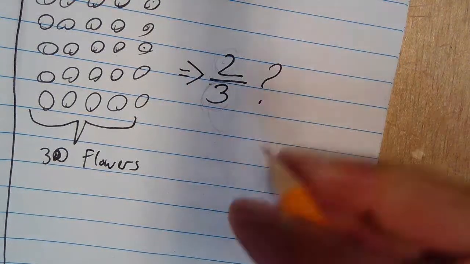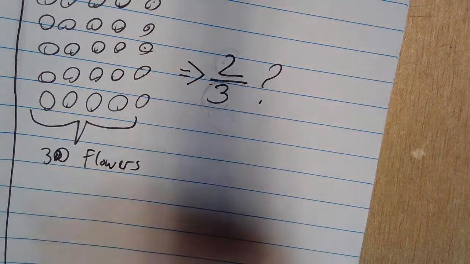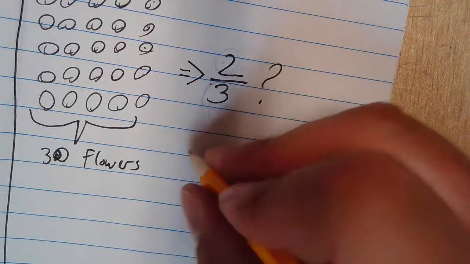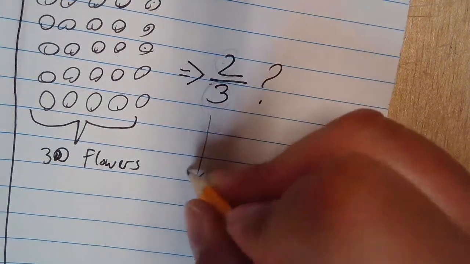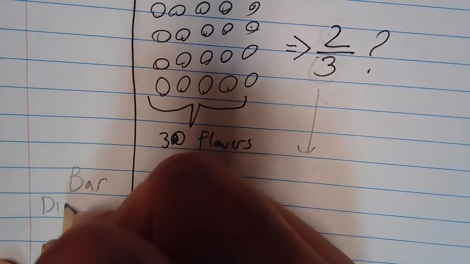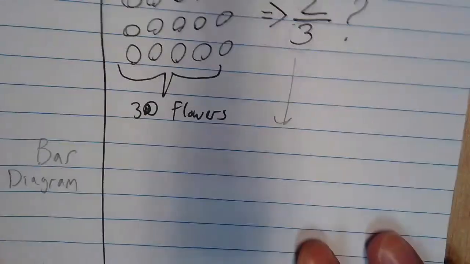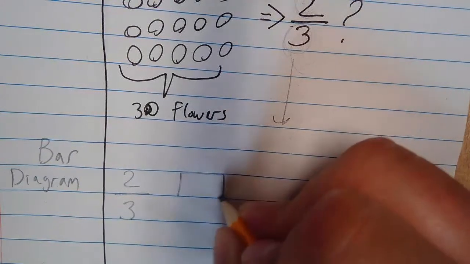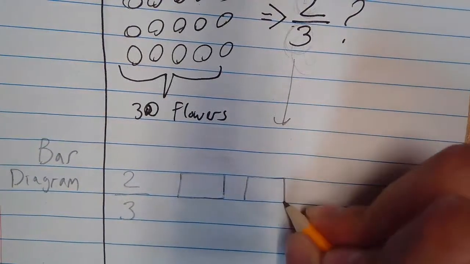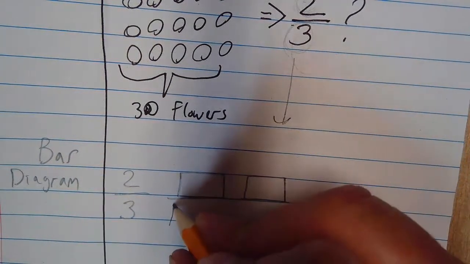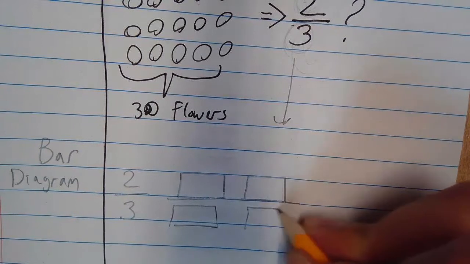Now, remember what we did earlier with the pictures, with the circles? Here's the deal. You're going to use a bar diagram. 2 to 3 looks like this. Why did I draw 2 boxes or 2 bars?